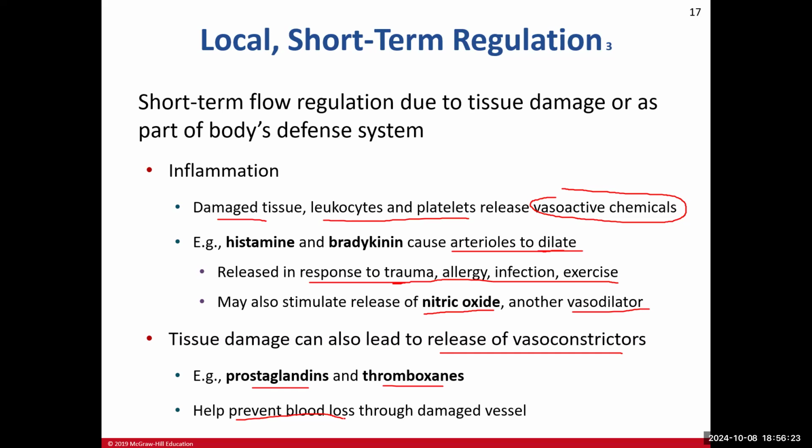But at the same time, we also need to have our vasoactive chemicals here to help promote dilation, so we can get components from our bloodstream, like white blood cells and platelets and a lot of other proteins there, to help mitigate any tissue damage that's occurred and also decrease inflammation.